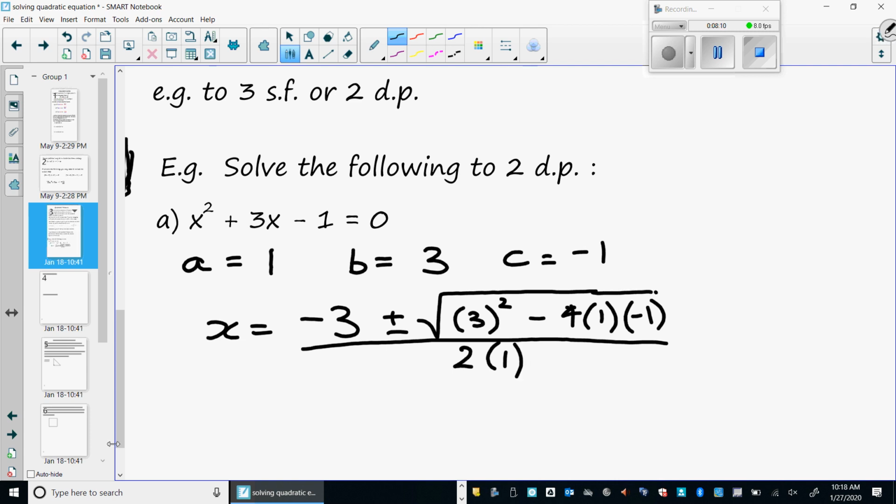Okay, so all I've done is in the position of those letters A, B, and C, I've inputted those values. Yes? Remember that these are being multiplied. Don't start doing 4 take away 1, okay, because then it's all going to go horribly wrong.